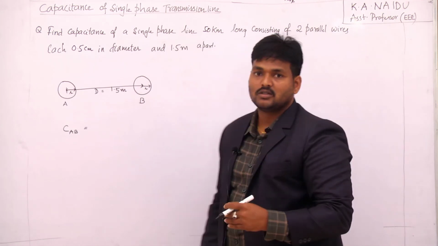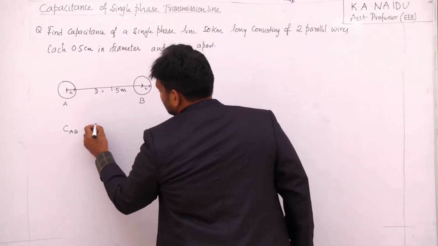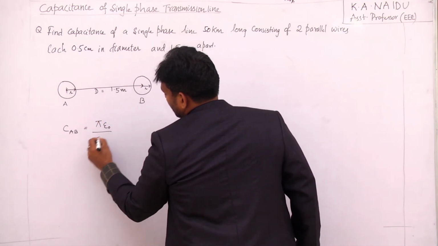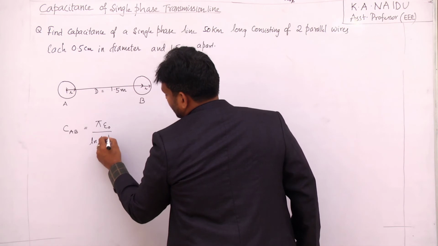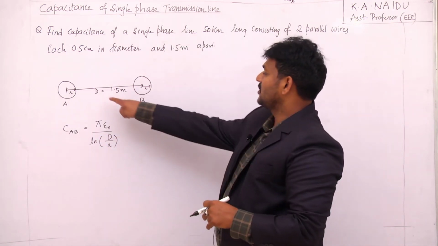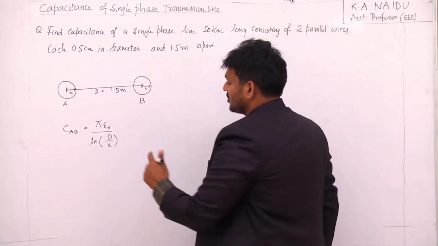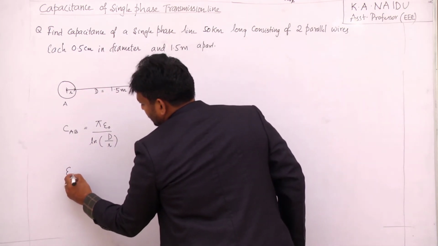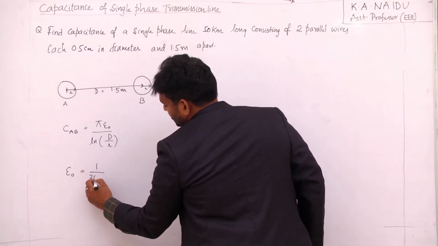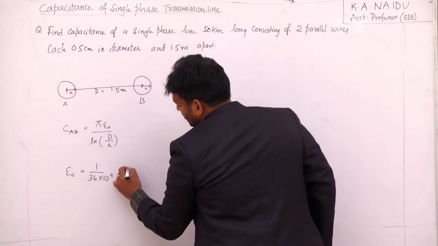So we know that the capacitance of a single phase parallel line is CAB equal to pi epsilon naught divided by ln of D by R. Here they have given the distance of separation. We need to find R and epsilon naught. Epsilon naught is given by 1 by 36 pi into 10 power 9 farad per meter.